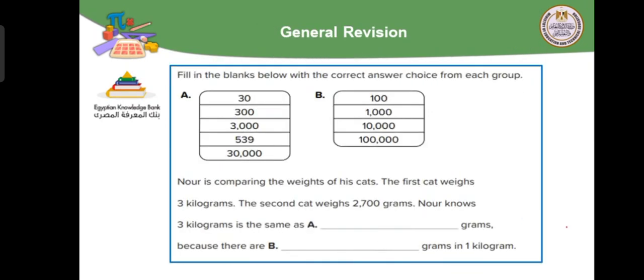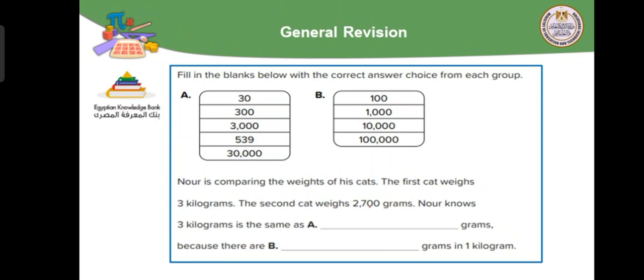Fill in the blanks below with the correct answer choice from each group. Column A: 30, 300, 3,000, 30,000. Column B: 100, 1,000, 10,000, 100,000. Noor is comparing the weights of his cats. The first cat weighs 3 kilograms. The second weighs 2,700 grams.